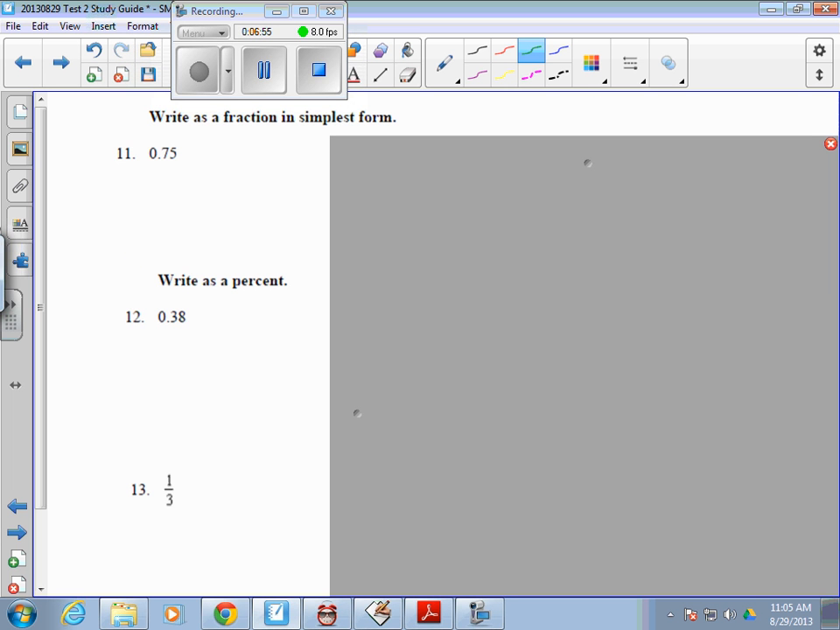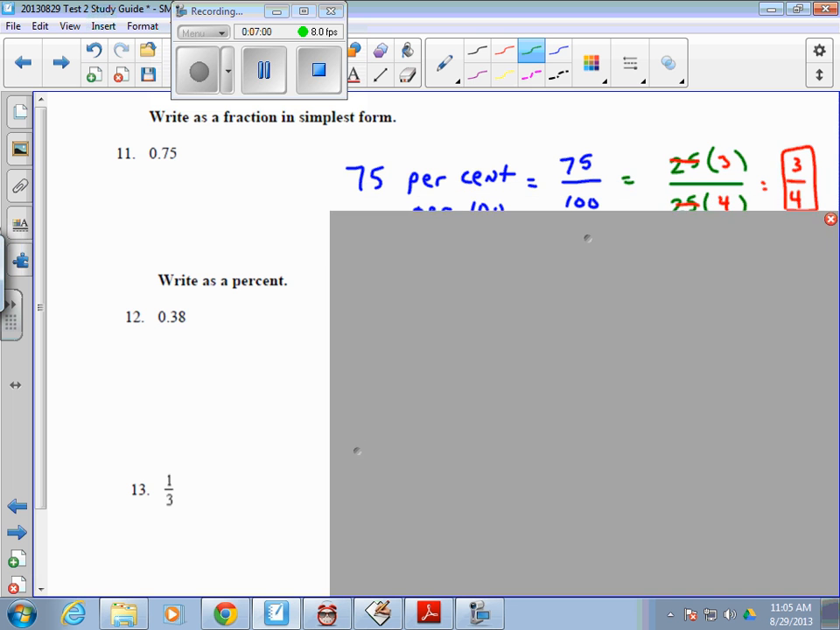This one says write as a fraction in simplest form. 0.75 is 75% or 75 per 100. So 75 over 100 is the fraction form, which is the number 25 goes into both. 25 times 3 is 75, and 25 times 4 is 100. Cancel out 25 over 25, and you're left with 3 over 4.